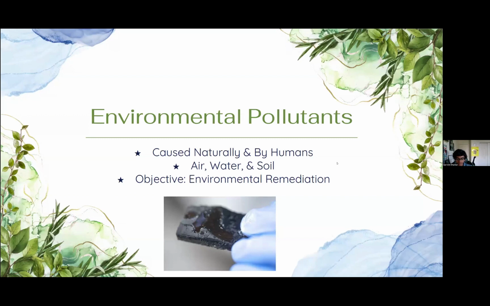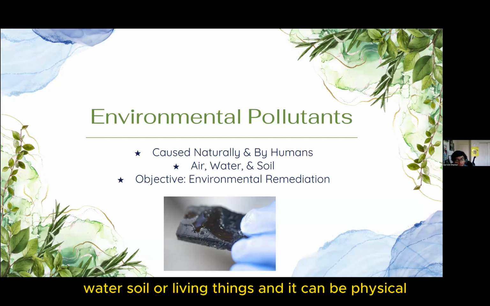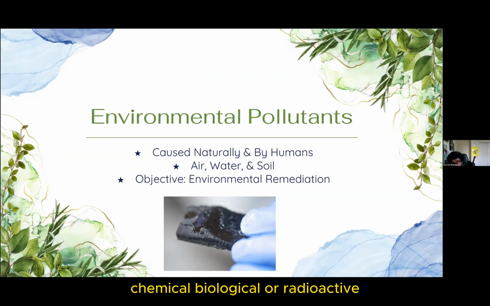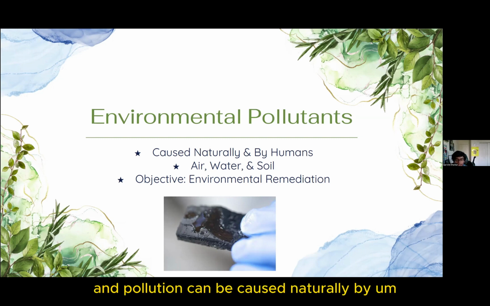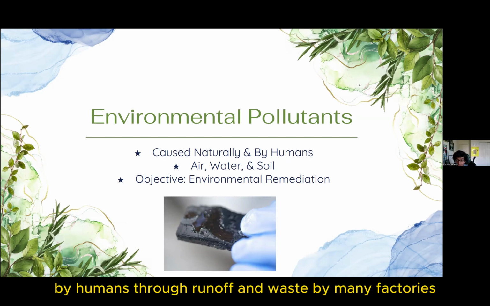All right. So what are environmental pollutants? Well, they're any material that negatively affects the air, water, soil, or living things. And it can be physical, chemical, biological, or radioactive. And pollution can be caused naturally through volcanic ash. And it can also be caused by humans through runoff and waste by many factories.